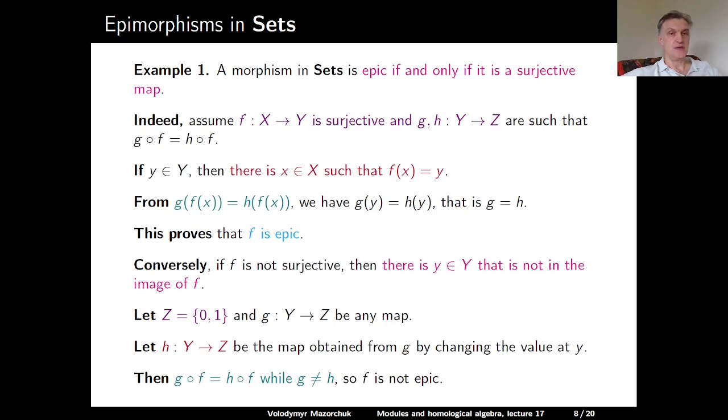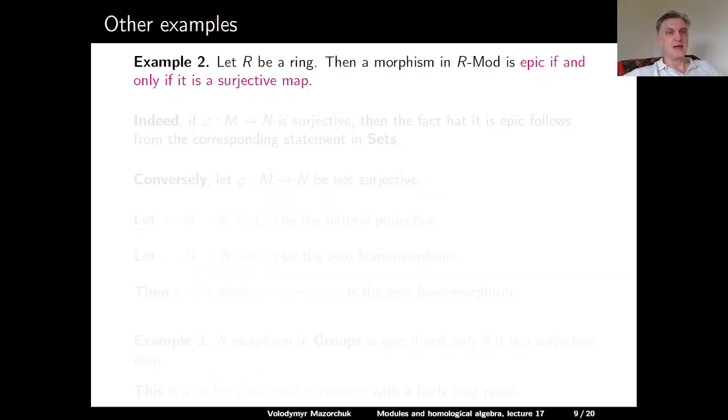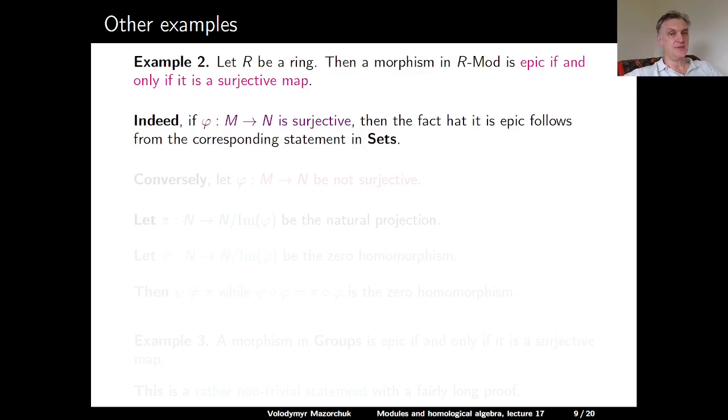So F is not epic. Other examples. Example 2. Let R be a ring. Then a morphism in the category of all R modules is epic if and only if it is a surjective map. Indeed, if phi is a surjective homomorphism from an R module M to an R module N, then the fact that this homomorphism is epic follows directly from the corresponding statement in the category of sets.